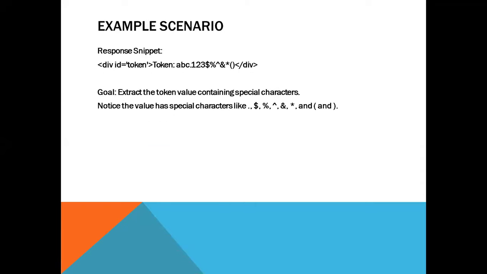Suppose this is my response and I want to extract a particular dynamic value from it. How can I extract it when I say dot star question mark? We don't know what a dot is, what a star is, or what a question mark is. So I will explain each and every one.